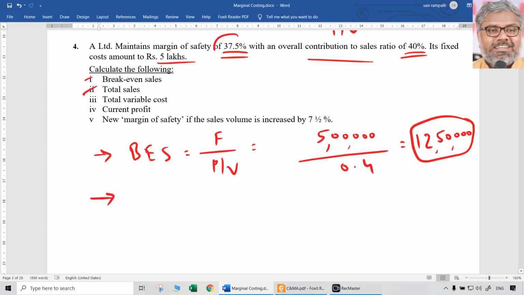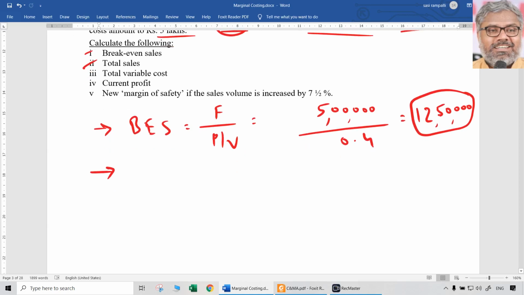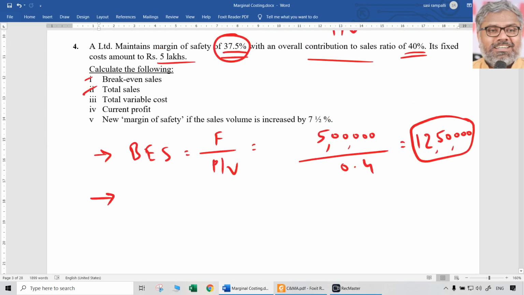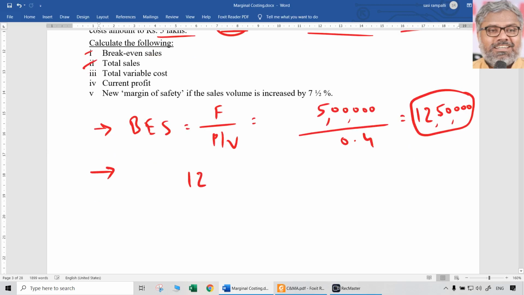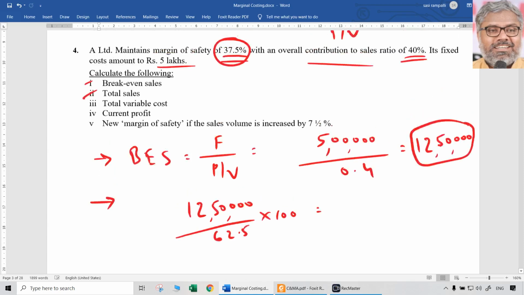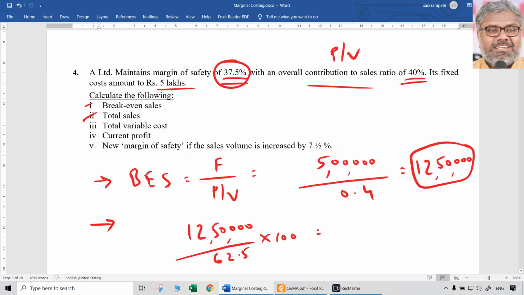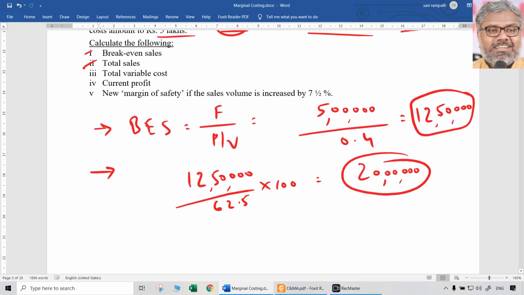Second question, total sales. How do we know that? We can know from this, because when margin of safety ratio is 37.5%, break-even sales to total sales ratio will be complemented to that. That is 62.5%. If 12,50,000 rupees is representing 62.5, how much will 100 represent? So 12,50,000 into 100 by 62.5. So 1250 into 100 by 62.5. That will come to 20 lakhs rupees, the total sales according to this data. That is the second question answer.